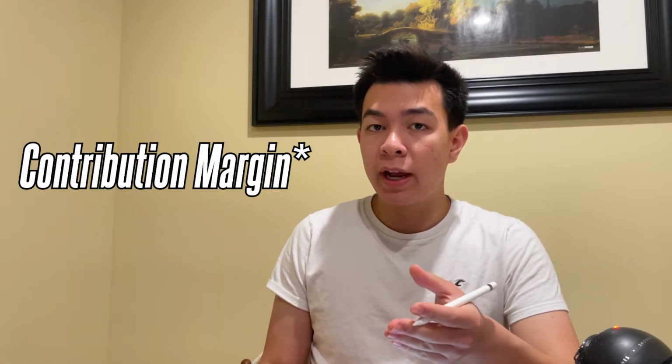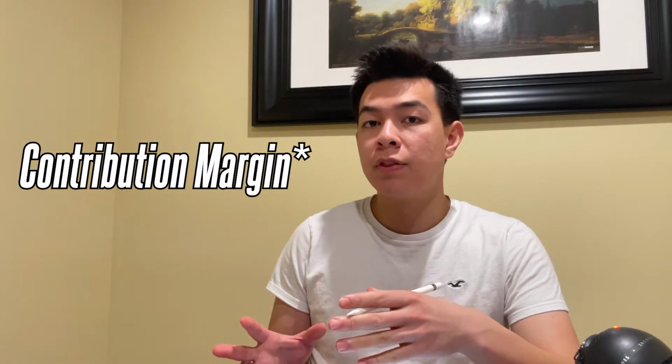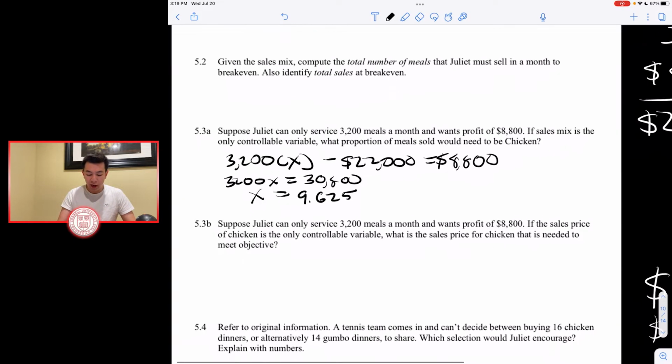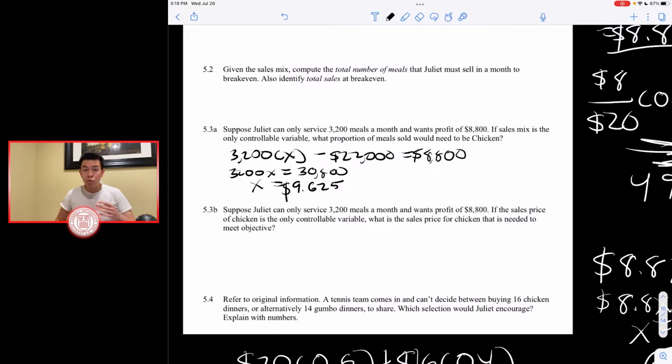That might look a little bit confusing, but basically I'm multiplying 3,200 by X, and X is the weighted average contribution margin we need to make a profit of $8,800. Once we find X, we can use another equation to find the percent which needs to be chicken and the percent which needs to be jumbo. So let's just get right into it. 3,200X equals 30,800. X equals 9.625. So 9.625 is the weighted average contribution margin of chicken and jumbo.